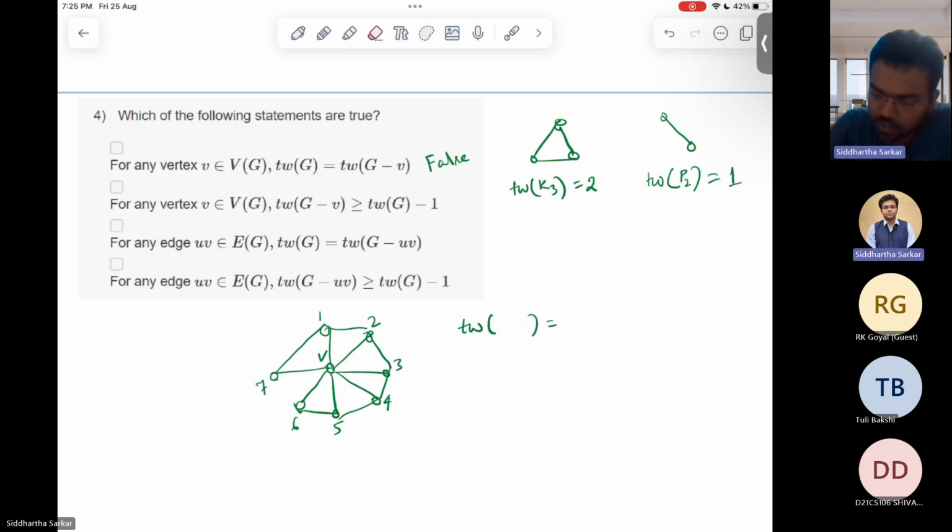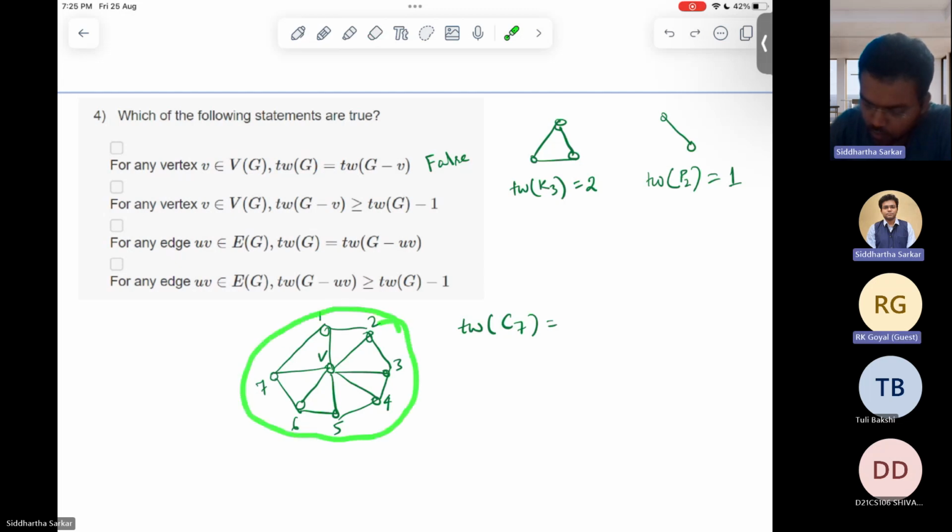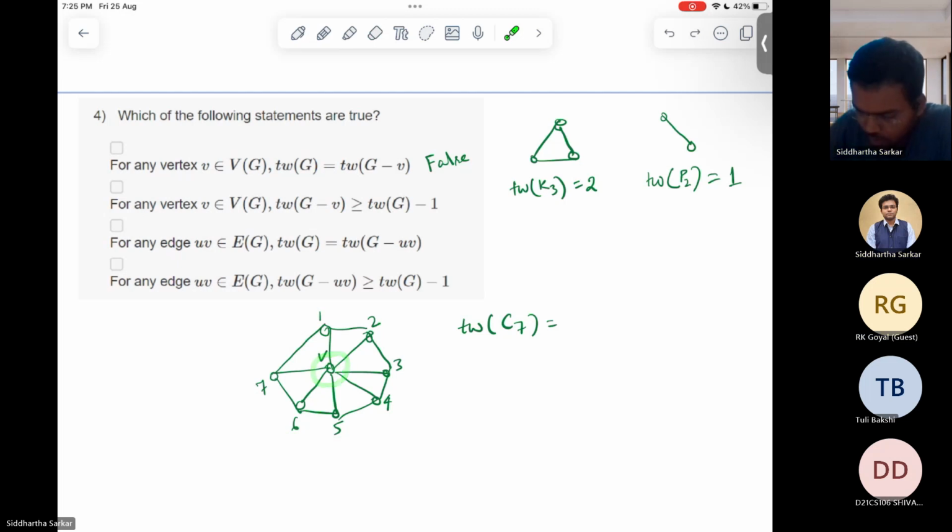So what you initially said: let us say you have a wheel as before, with a central vertex, and we delete the center of the wheel. Once you delete the center of the wheel, you are left with a cycle on 7 vertices. But then the tree width would be equal to 2 and the tree width remains the same. So therefore, this statement is not true.